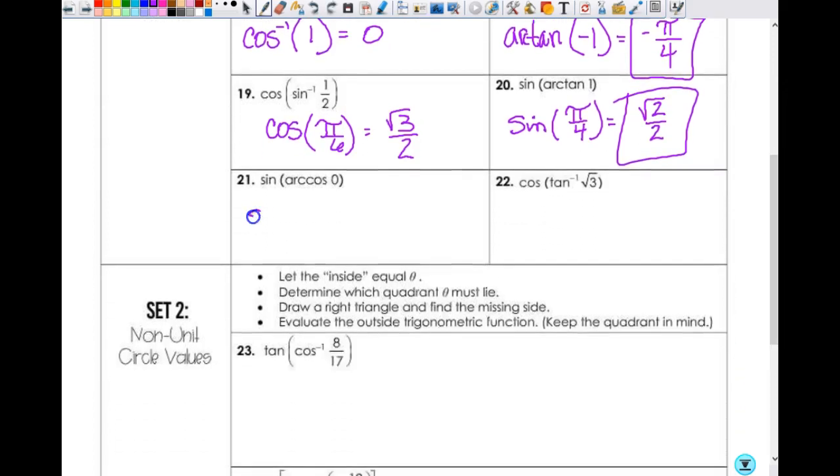So the sine of the arc cosine of 0. So what's the arc cosine of 0? What angle gives me a cosine value of 0? Pi halves. The angle would be pi halves because your x value is 0. Does that make sense? You understand why it's that?